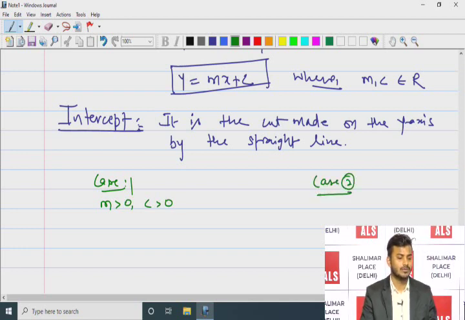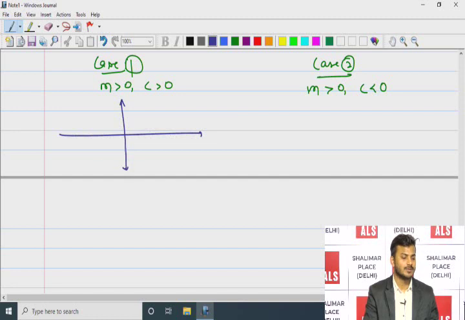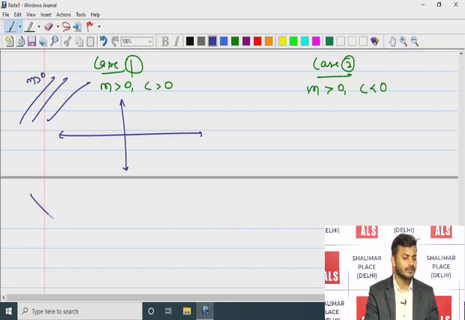Case 2, M positive, C negative. First case, when M is positive, C is positive. M positive means this is M positive, right? Please remember it. This is always M positive. What is M negative? This is M negative.